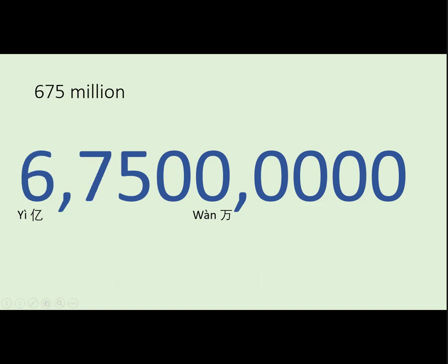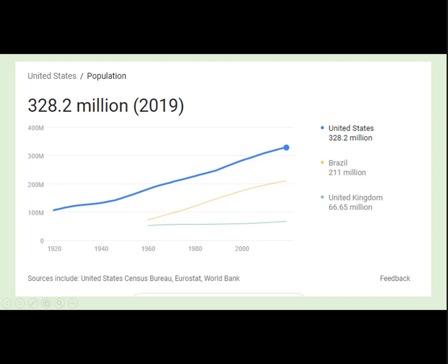So just to review that concept, how would we say 675 million in Chinese with a decimal point? It would be 6.75 亿, 6.75 yi. How would we say the population of the United States in Chinese? 3.282 亿.